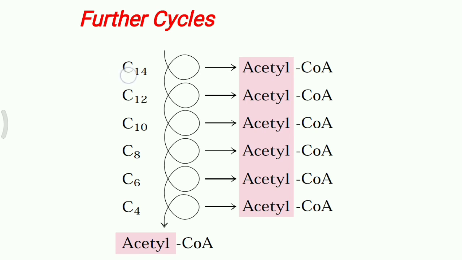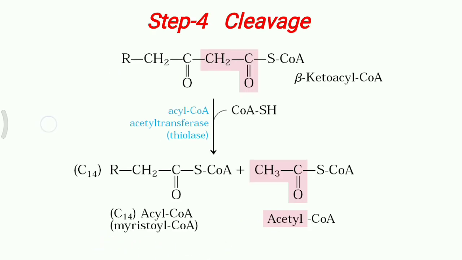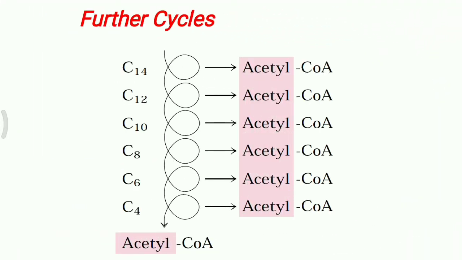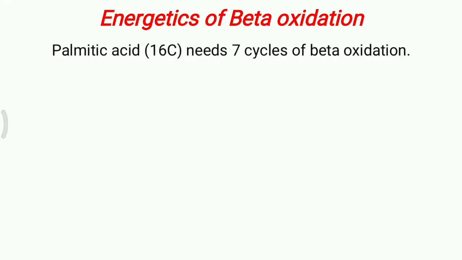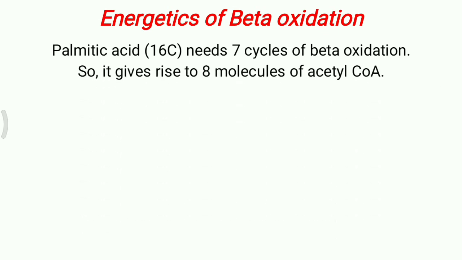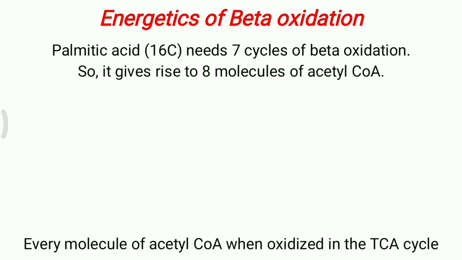Totally 8 acetyl CoA will be generated when palmitic acid undergoes the beta oxidation. Palmitic acid contains 16 carbons. So when it undergoes beta oxidation, 8 molecules of acetyl CoA will be generated. So simply, palmitic acid needs 7 cycles of beta oxidation, but it will generate 8 molecules of acetyl CoA.